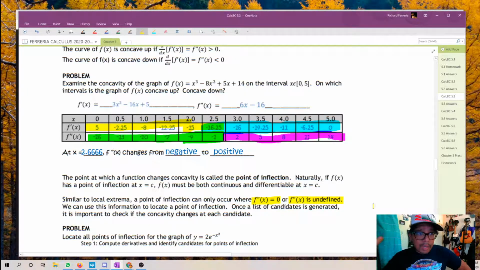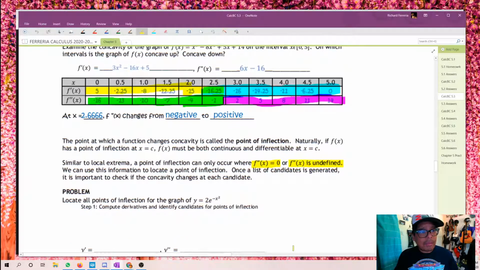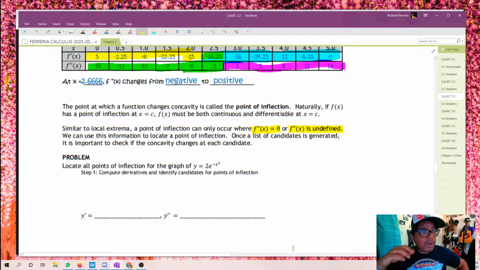So, like looking for local extrema, instead of looking at the first derivative, we're going to find places where the second derivative is equal to 0, or the second derivative is undefined. And once we have that list of candidates, we're going to check if the concavity changes. And this is, again, similar to a first derivative test, but you're checking the second derivative. So let's take a look at the problem that we have identified here. Let's find all the points of inflection for the graph of 2e to the negative 2x squared.